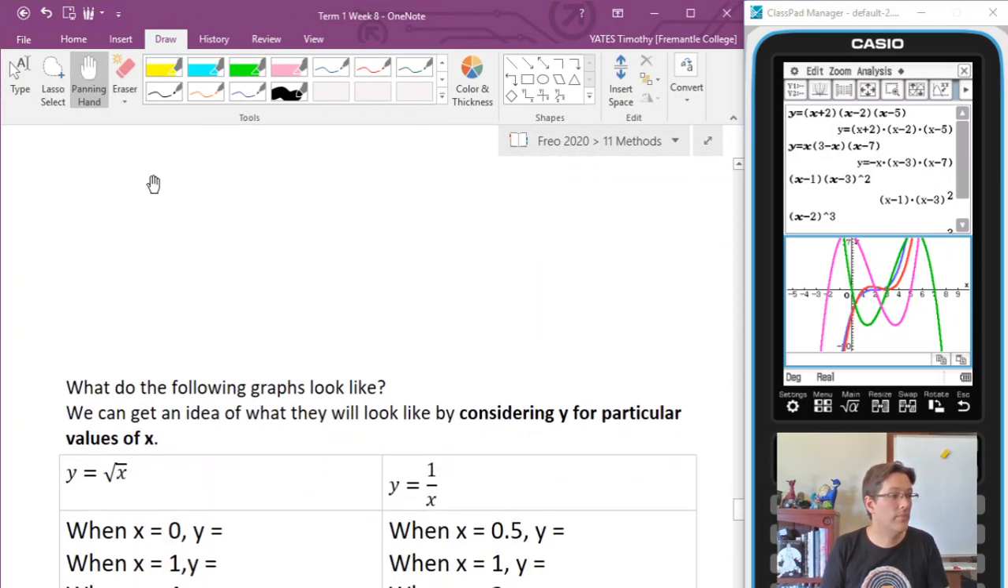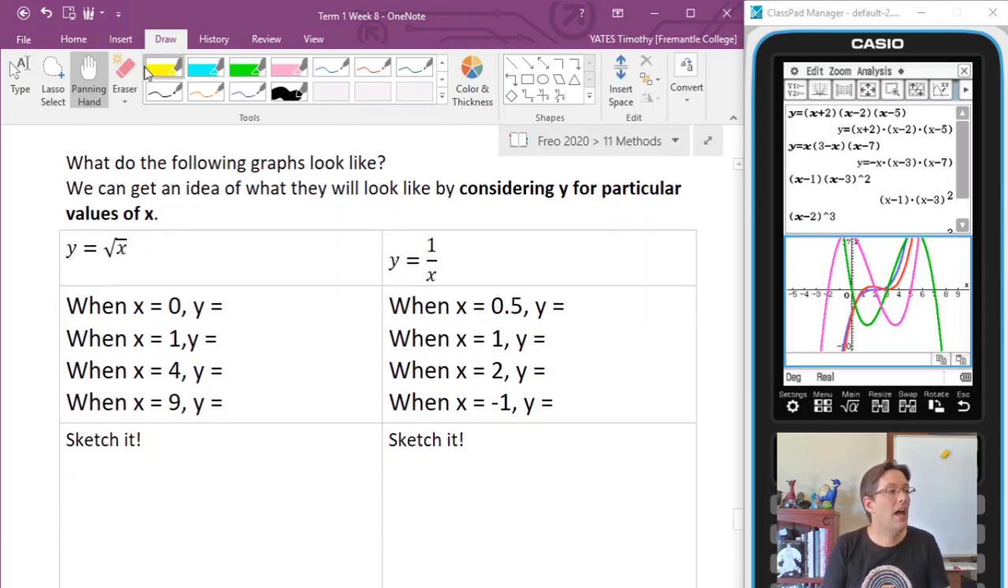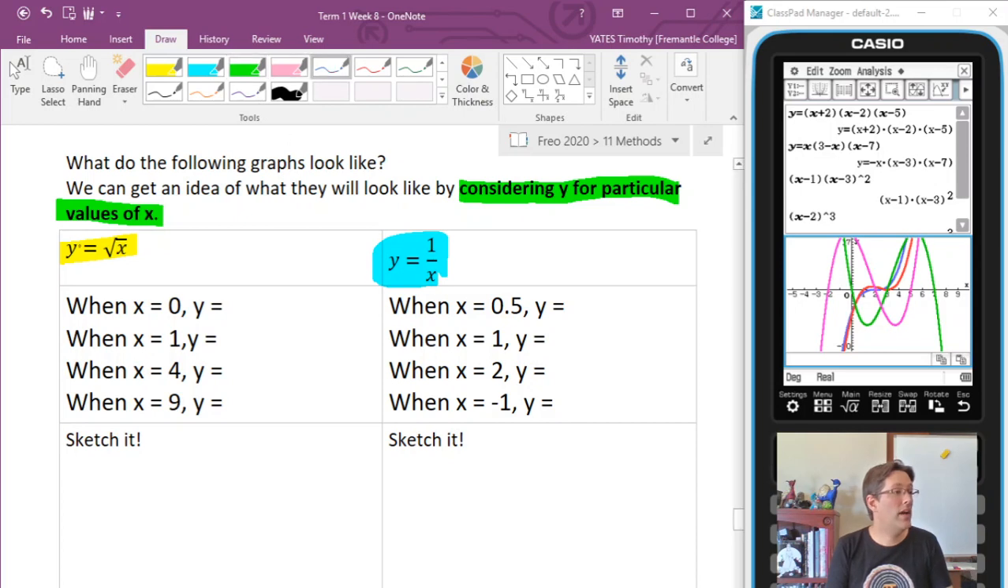So we're going to have a look at a few different graphs, and the graphs we're having a look at are y equals the square root of x and y is 1 over x. Now we had a brief look at these, but we're going to have a look at them in more detail, and what we're going to do is consider y for particular values of x. So we've got y equals square root of x. When x is equal to 0, what's y going to be?